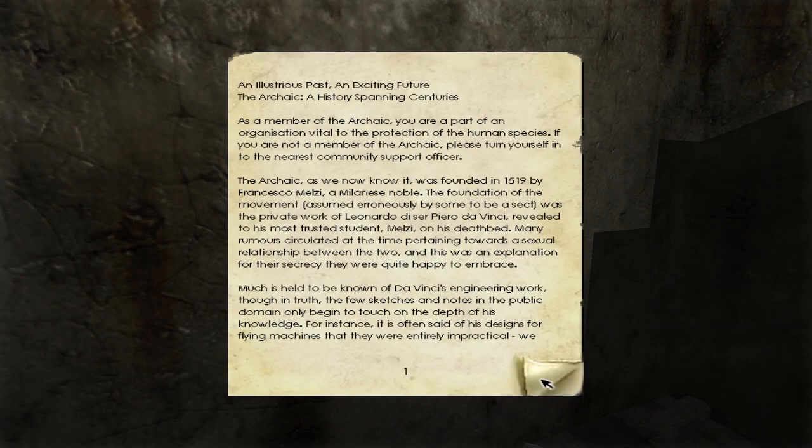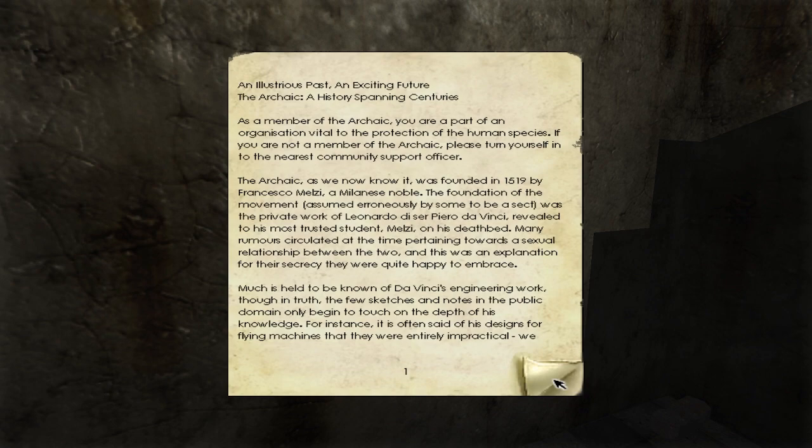Illustrious past, an exciting future, the Archaic history spanning centuries. As a member of the Archaic, you are part of an organization vital to the protection of the human species. If you are not a member of the Archaic, please turn yourself into the nearest community support officer. The Archaic, as we know it, was founded in 1519 by Francisco Melzi, the Milanese noble. The foundation of the movement, assumed erroneously by some to be a sect, was a private work of Leonardo di Piero da Vinci, revealed to his most trusted student, Melzi, on his deathbed. Many rumors circulated at the time pertaining towards a sexual relationship between the two, and this was an explanation for their secrecy they were quite happy to embrace.